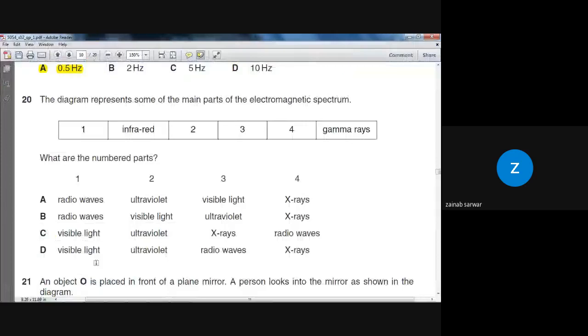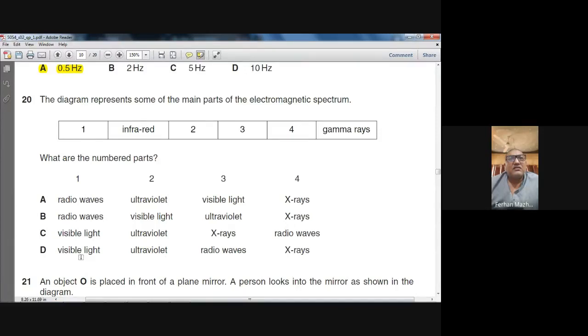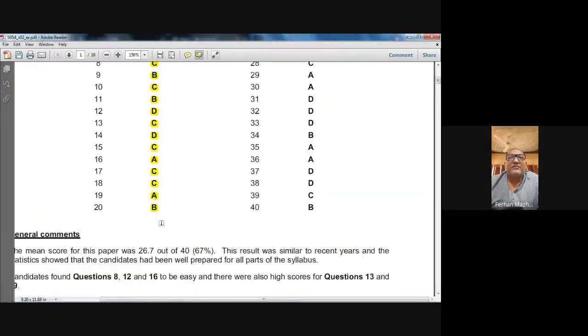B, sir. Why are you saying D? Sir, B. B for ball. Radio waves, visible light, ultraviolet, X-rays. Yes, this is the choice. Question number 20, B will be the choice. Let me check. Yes, ma'am. So question number 20, B is the right choice.